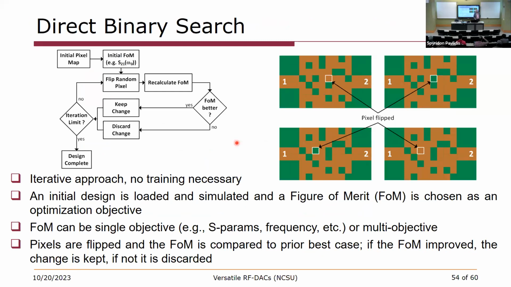We presented this at NEWCAS last year. This is a direct binary search. Basically, what this does is we start with an initial pixel map, a figure of merit calculation based upon, say, desired S21 performance. And then we randomly flip pixels and just ask, did the design get better or worse? If it got worse, then we throw away the change and try another one. If it got better, we keep the change and try another one. And just check to see if we reached an iteration limit.